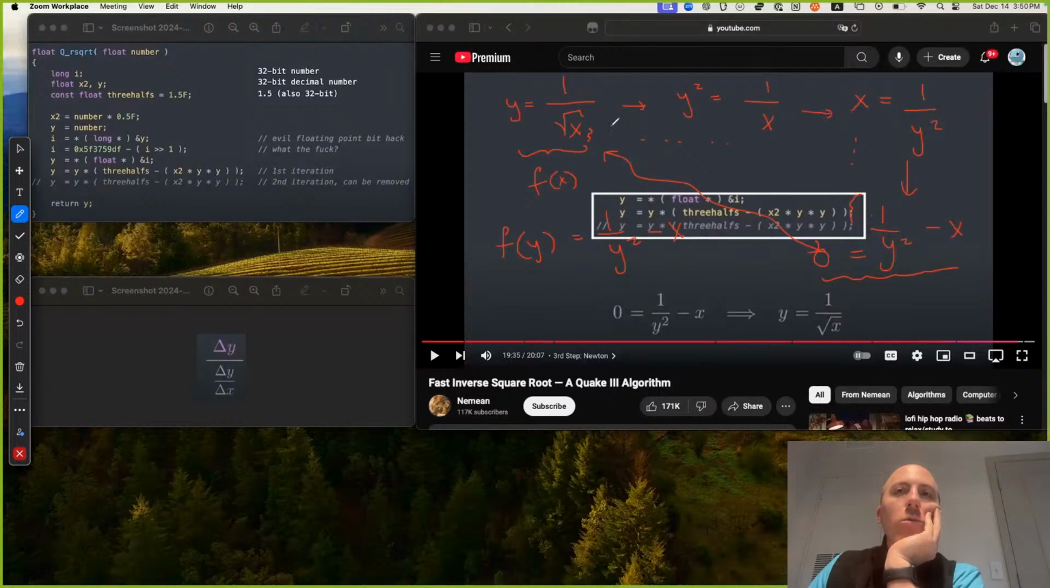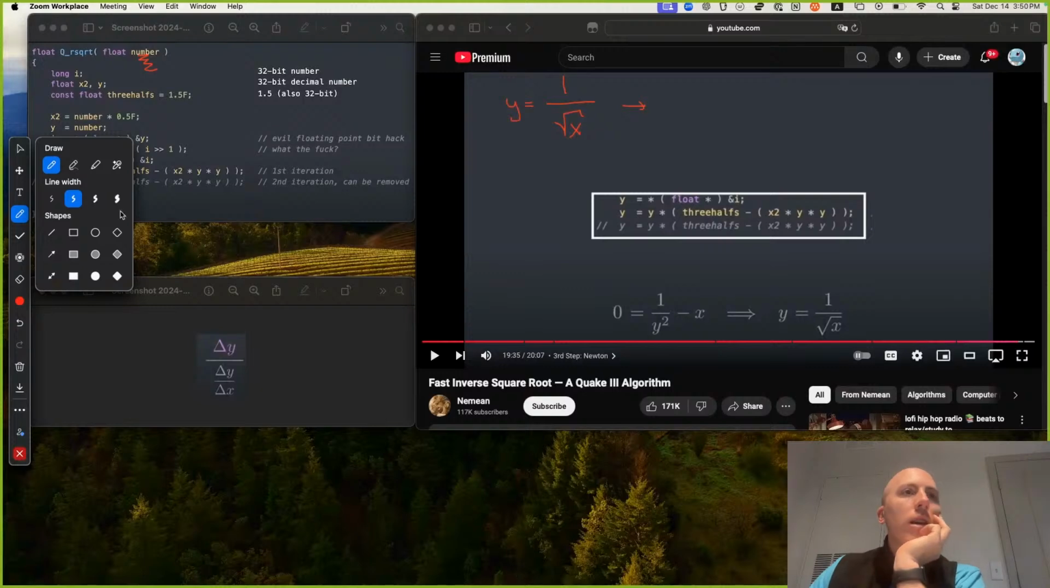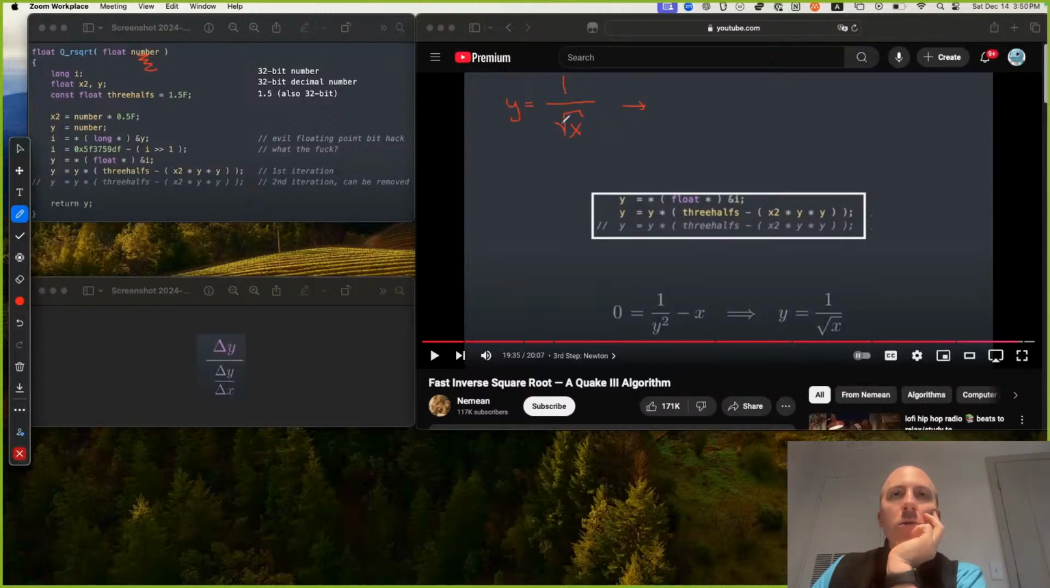So x is our original number, the original number that we get passed in. Okay, this is pretty cool. So let's start off here. Our goal is to compute y. That's basically what we're trying to compute.